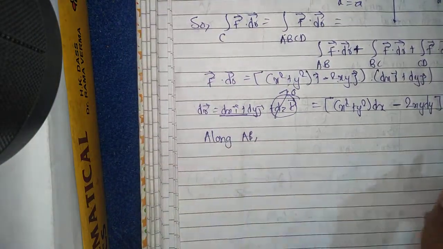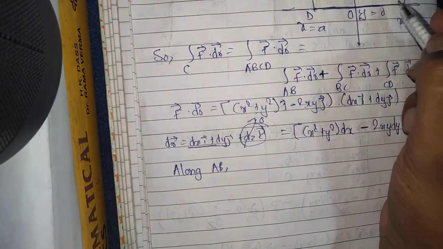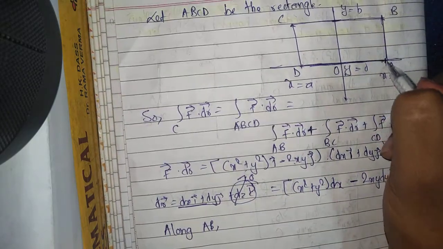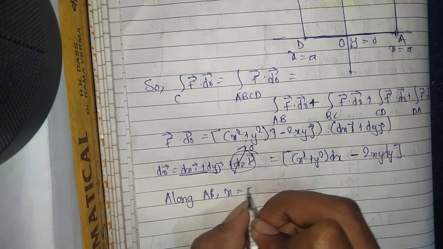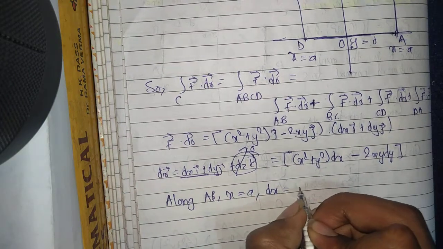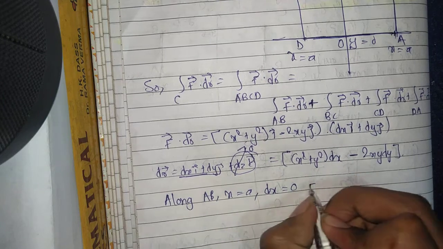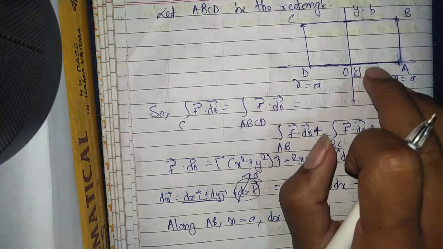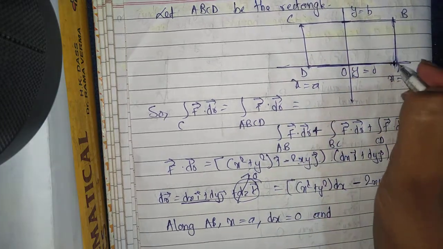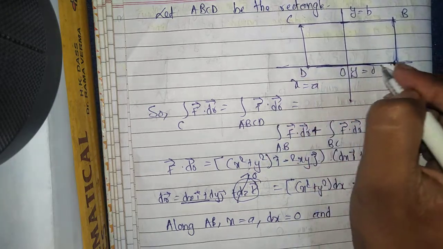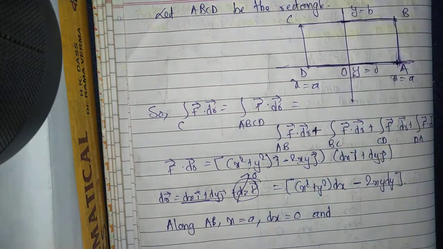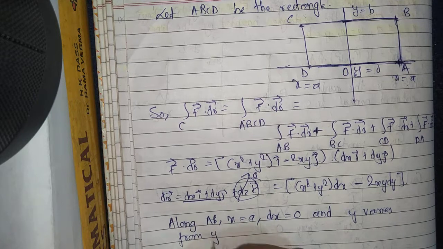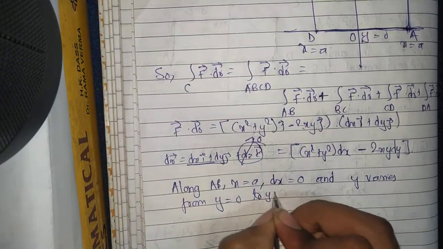Along AB we have x equals a, since AB is given by the line x equals a, and its differentiation is dx equals 0. Along the line x equals a, y varies from y equals 0 to y equals b, meaning this line is bounded by the y equals 0 boundary and the y equals b boundary. So y varies from y equals 0 to y equals b.